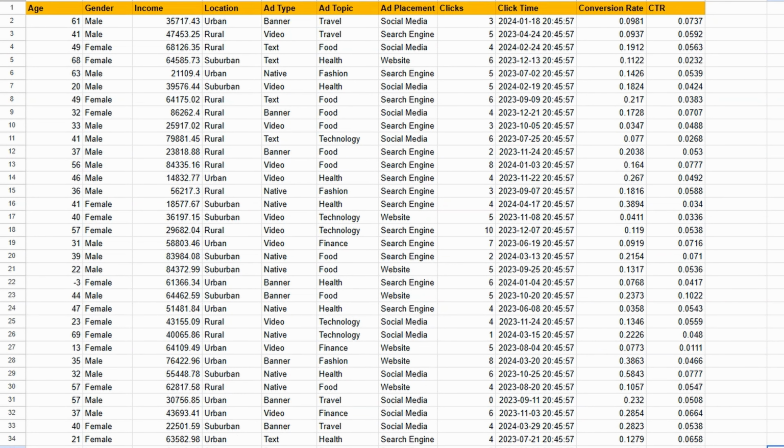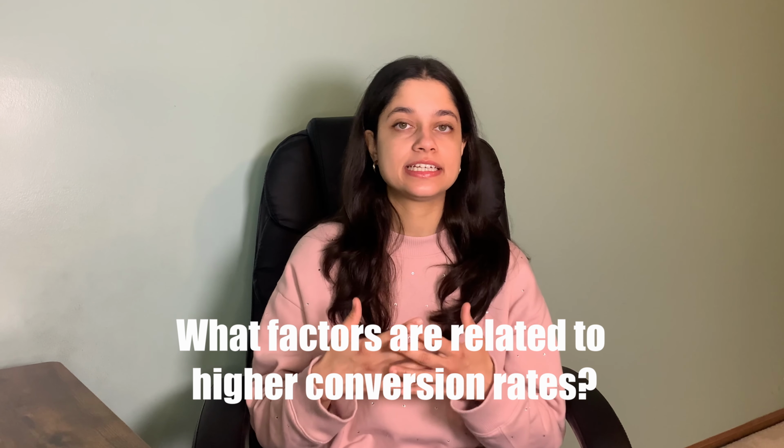So here is the data set that we'll explore. It has information about different marketing campaigns, like where the ad was run, what topics they were about, and their click-through and conversion rates. The overarching question we want to answer here is, what factors are related to higher conversion rates? First, let's look at the distribution of our conversion rates. Are higher conversion rates rare, or is the distribution skewed lower or higher?